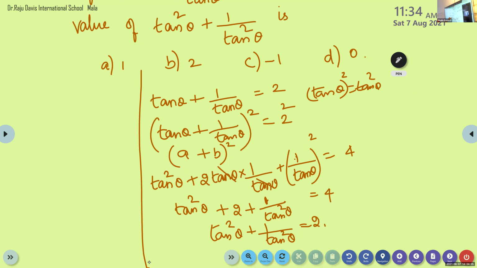A plus b the whole square, when we expand it using the identity a plus b the whole square, a square plus 2ab plus b square. So, the numerator tan theta and denominator tan theta, when you multiply it will get cancel. So, we will get 2 plus 2, you take it to other side, it will become minus 2. So, 4 minus 2 is 2.